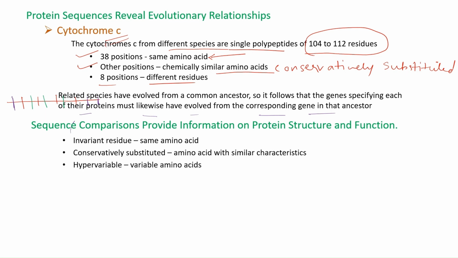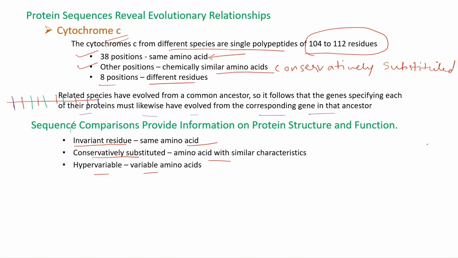Now, sequence comparisons provide information on protein structure and function. In this, a few terms we should know. One is invariant residue. Invariant residues means the same amino acid. Conservatively substituted means similar amino acids. Hypervariable means variable amino acids. So once we compare the sequences of the proteins, from that sequence only we will come to know the protein structure and the protein function.